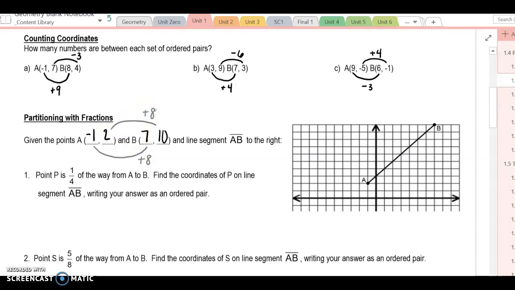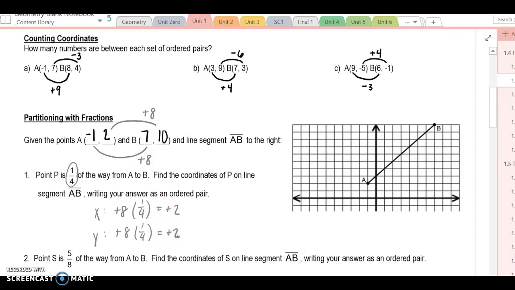So then number 1 says partition point P 1/4 of the way from A to B. So my x, we're moving up 8. For y, we're going up 8 again. You're going to take the 1/4 and you're going to multiply both of them by 1/4. So times 1/4, and you're going to get +2, and then we get +2 again.